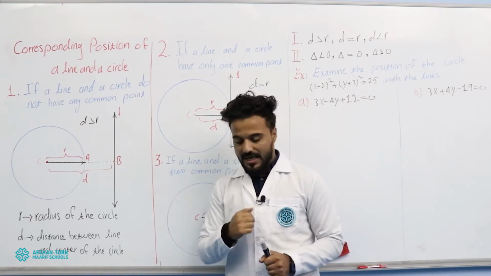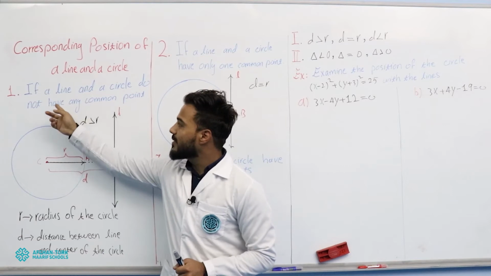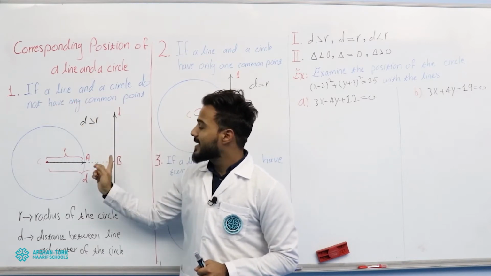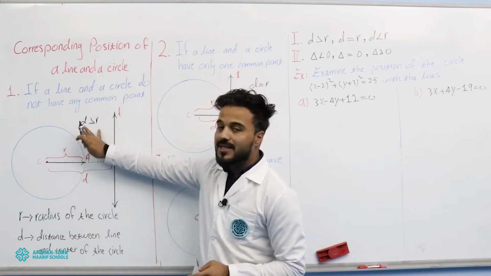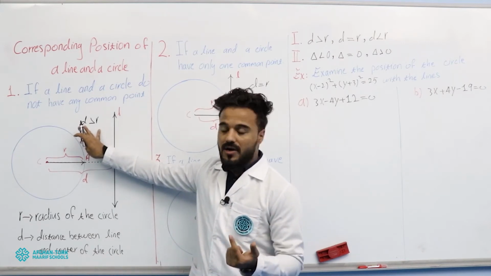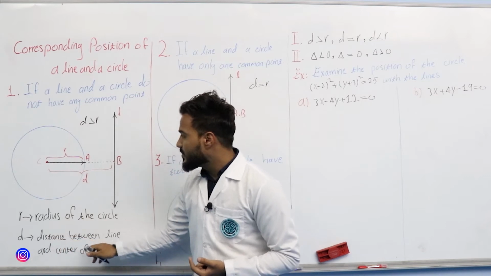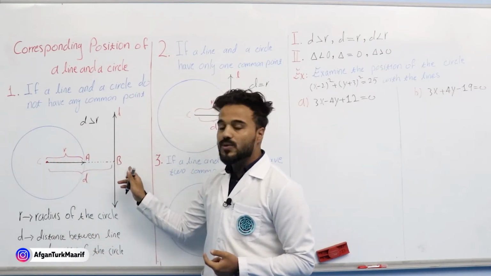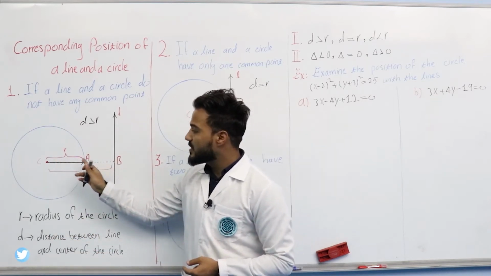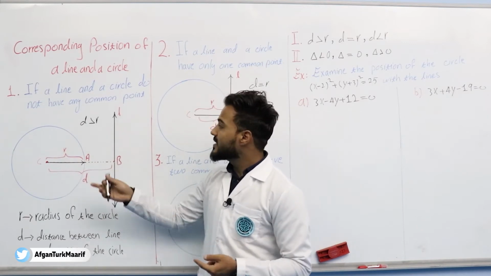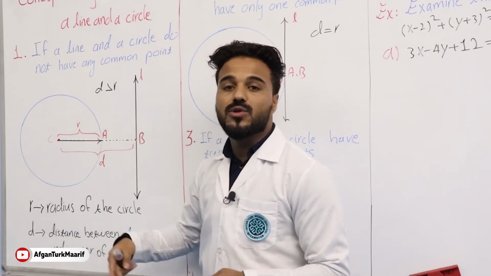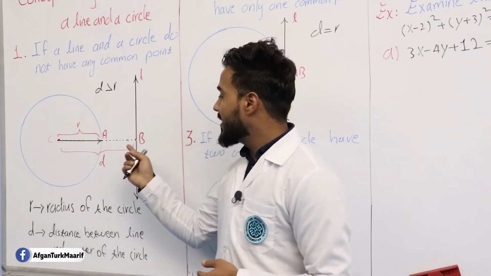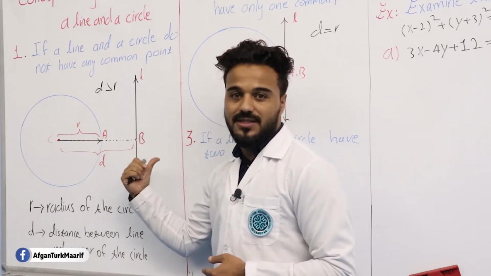So dear students, at first I am going to tell you about the first case. If a line and a circle do not have any common point, at that time D will be greater than R. What's D and what's R? D is the distance between the center of the circle and the line, and R is the radius of this circle. So when D is greater than R, you can say that the line and circle do not have any common point, or the line is located outside of the circle.